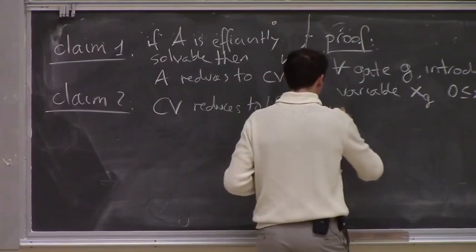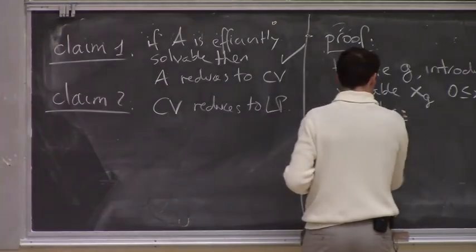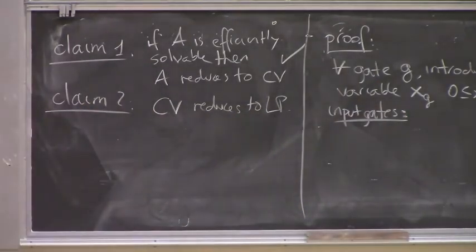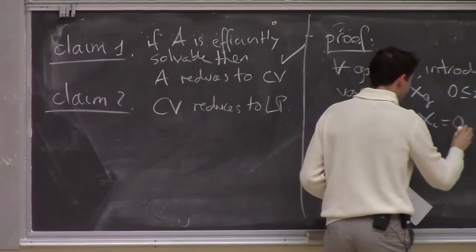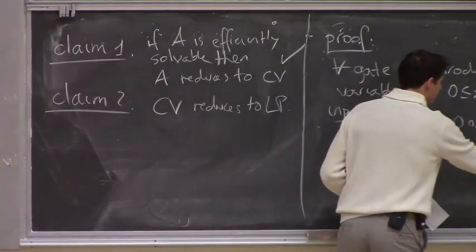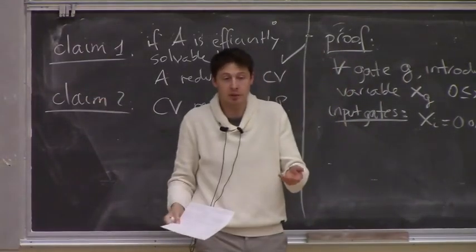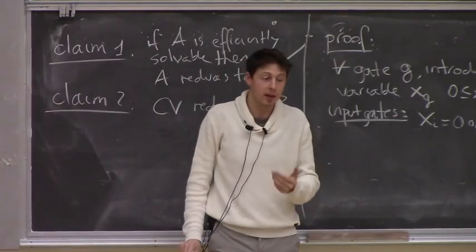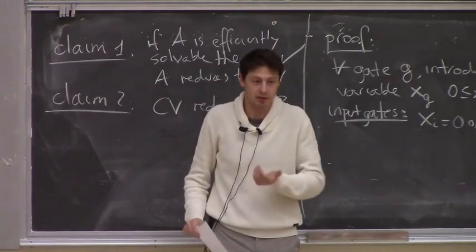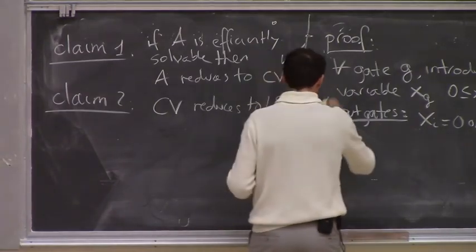Then, for the input gates, these guys, well, they're already linear, so let's just copy them, right? So for the input gates, introduce the constraint either xi equals 0 or xi equals 1 as needed. It depends on what you had there, right? So for every gate, if it is an input gate, put in the constraint xi equals 0 if that's what the circuit wanted. Otherwise, put xi equals 1 if that's instead what the circuit wanted, right? All right, so the input gates are easy.